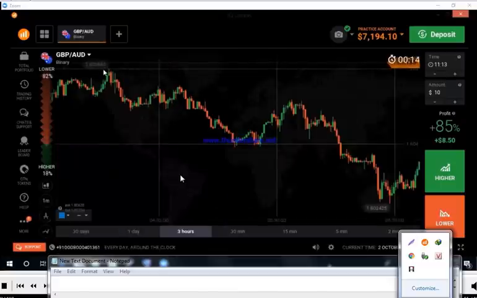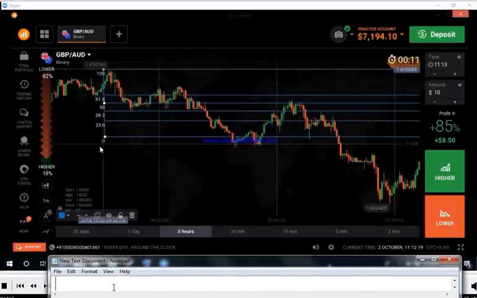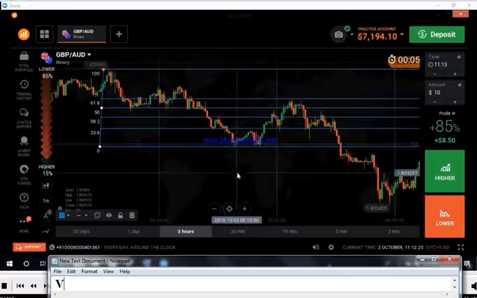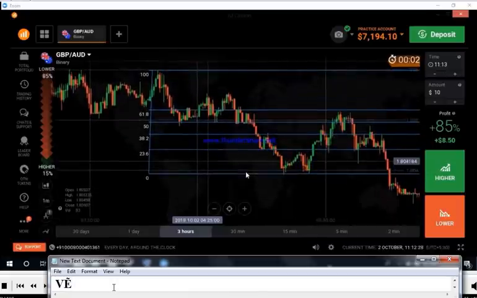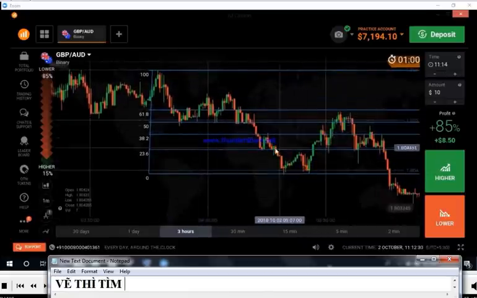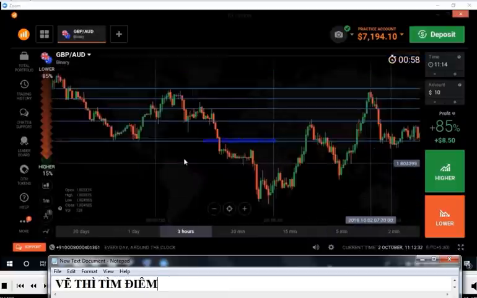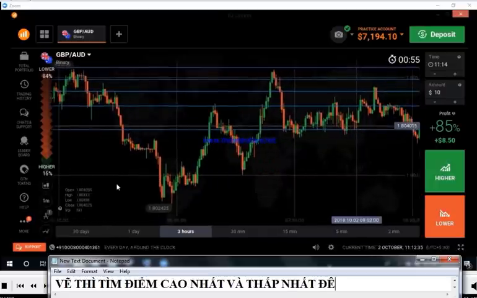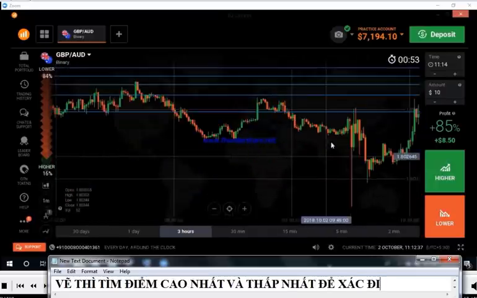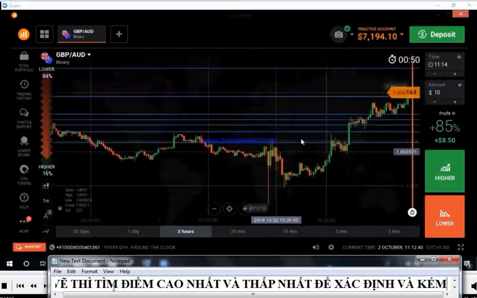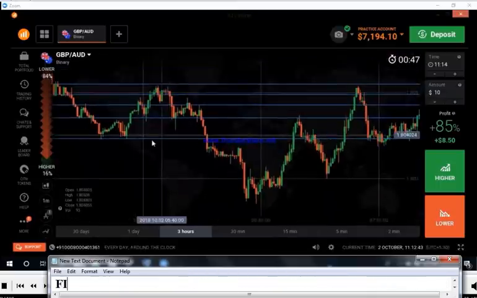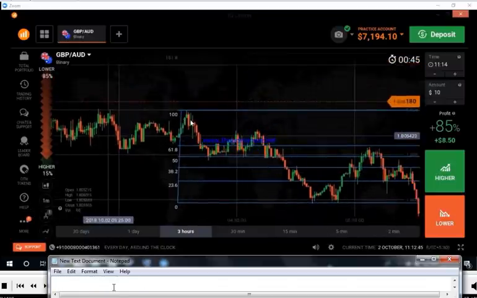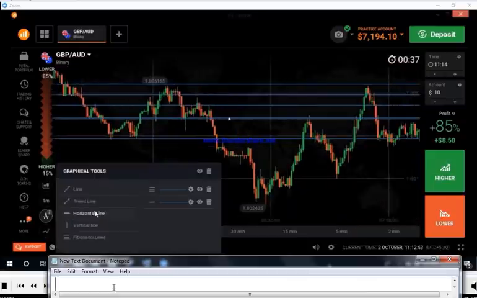I'm drawing here a Fibonacci line, higher high, lower low. So now you can check the strong level here. This one. This one. This one. So I think this level and this level, these two lines are working.